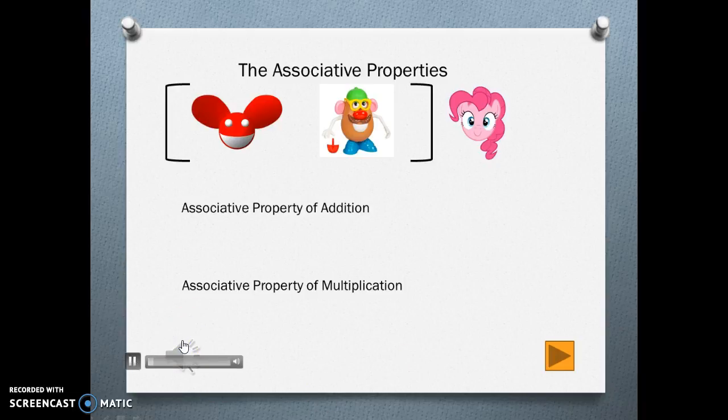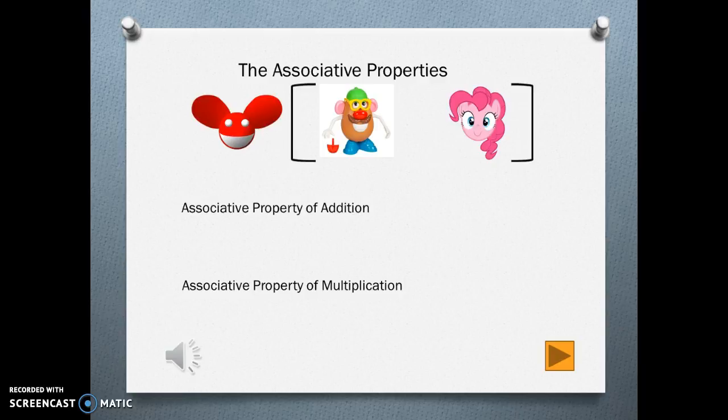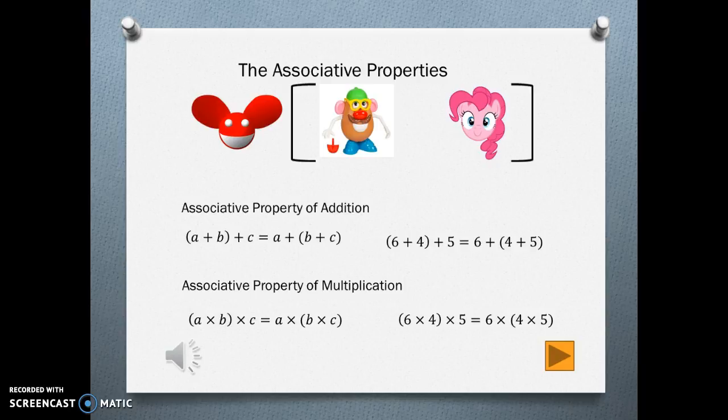Next up, the associative properties. Associating has to do with grouping. At first, Mouse and Potato Head are grouped, leaving Pinky for later. We can also group Potato Head and Pinky with Mouse left out. Grouping symbols include both parentheses and brackets. As long as you are only doing one operation, the grouping symbols can move to associate different numbers together. This may make it easier to simplify an expression.